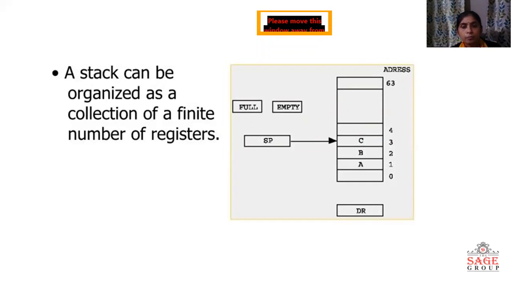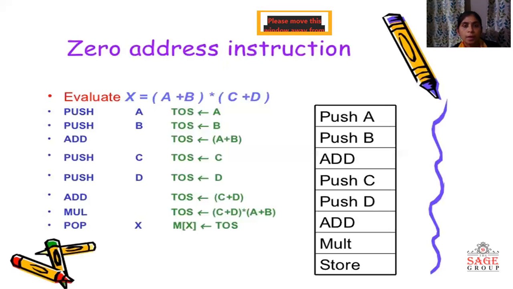This is the diagram for a stack organized computer, a collection of a finite number of registers. Here at the top, C is there at the 3 location, and this stack pointer will be pointing at the C, means last in and first out concept is used here. And we have taken the same expression: X is equals to A plus B multiplied by C plus D.